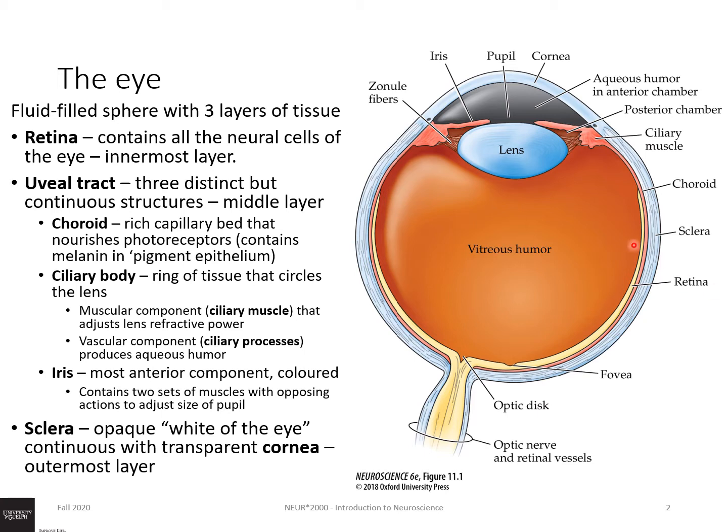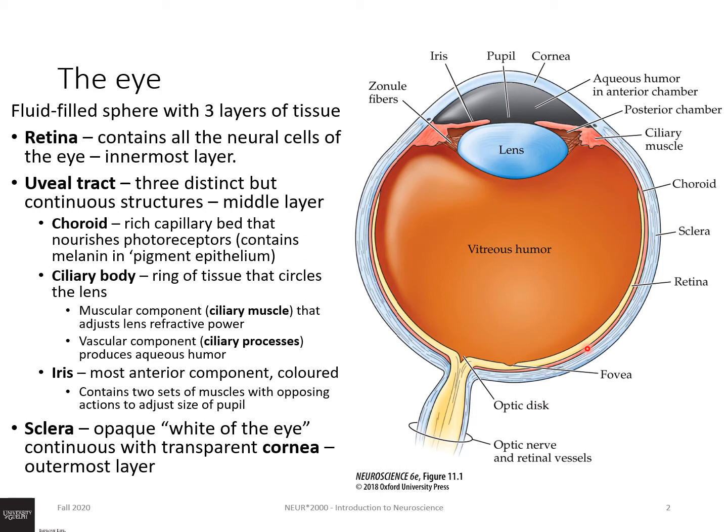So the innermost layer here is the retina. This is the area that contains all of the neural cells of the eye. So this is the innermost layer of the sphere. Then you have the uveal tract. This is three distinct but continuous structures.